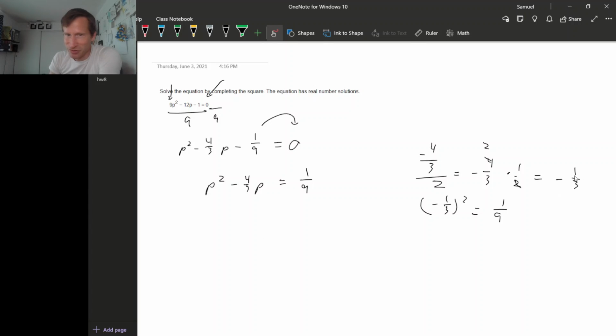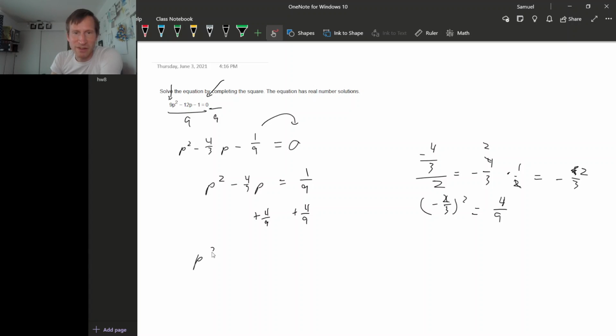Oh, I dropped a 2. No wonder things weren't looking right. So I dropped a 2 here, right? Yes. Okay, so I should have a 2 here, and that means I need a 4 here. All right, so the missing part of the square is 4/9. So we'll add 4/9 to both sides.